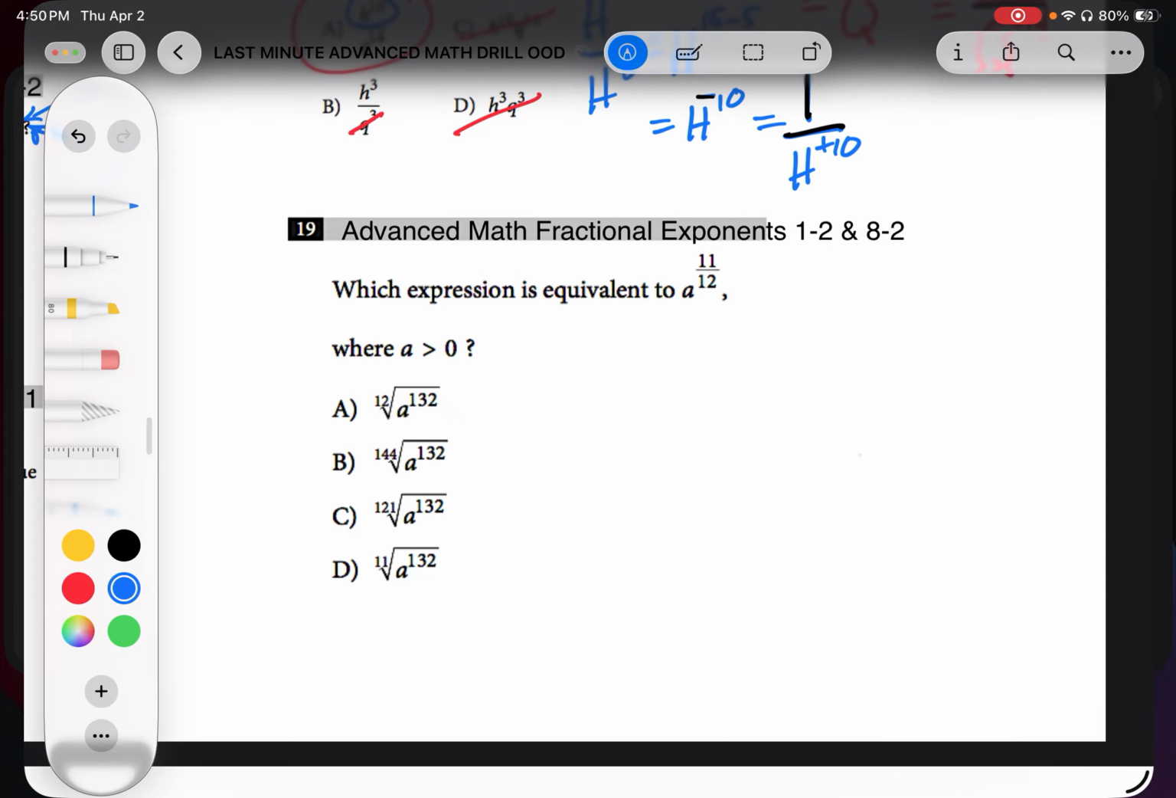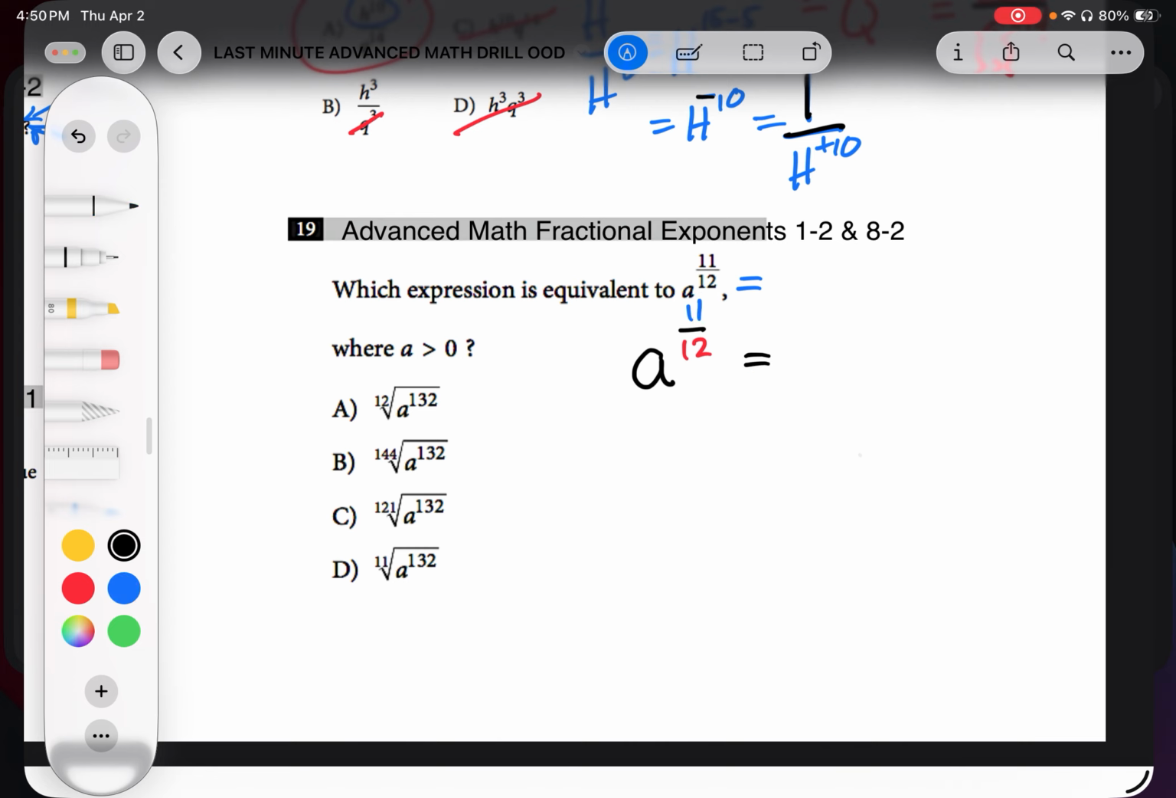Okay, now we go into the rules of exponents when you deal with fractions. When you deal with fractional exponents, let me just rewrite it. I'm going to rewrite it with A as the base and put my little dividing line there. I'm going to put 12 downstairs. Upstairs, I'm going to put 11. That is the same as saying, check that out.